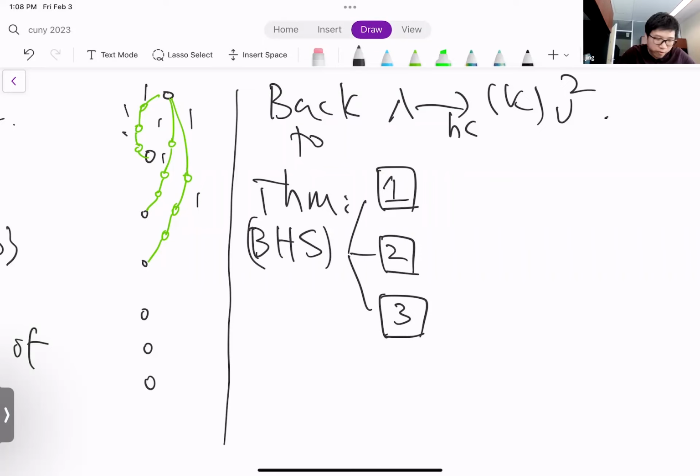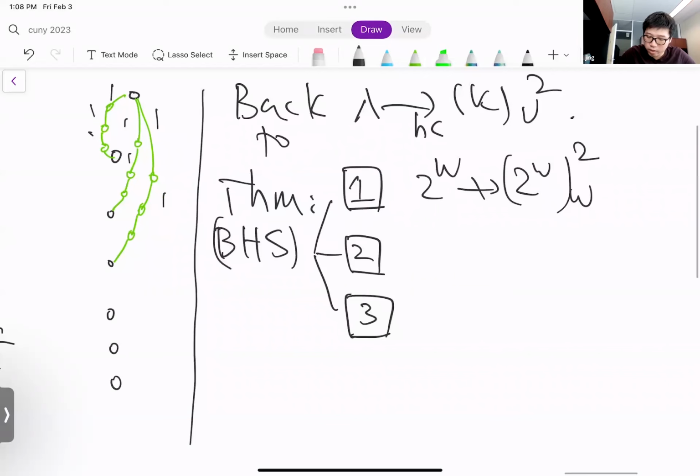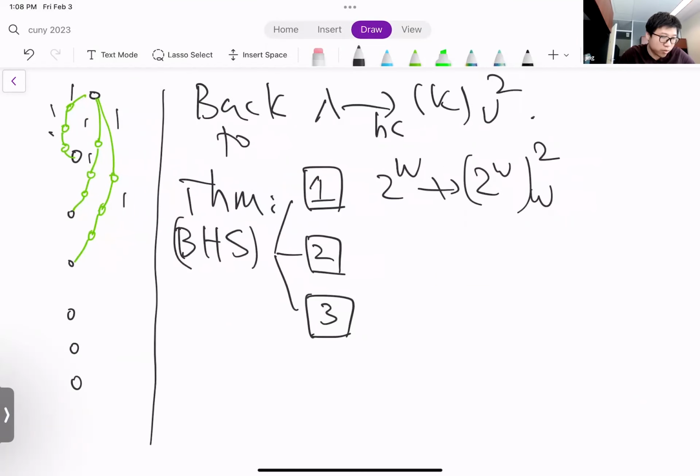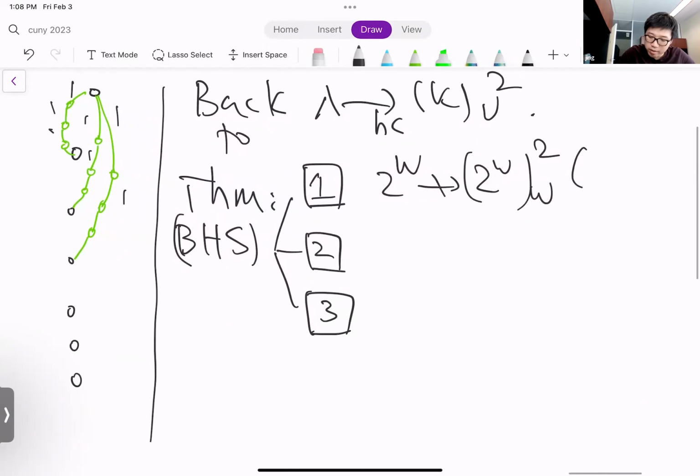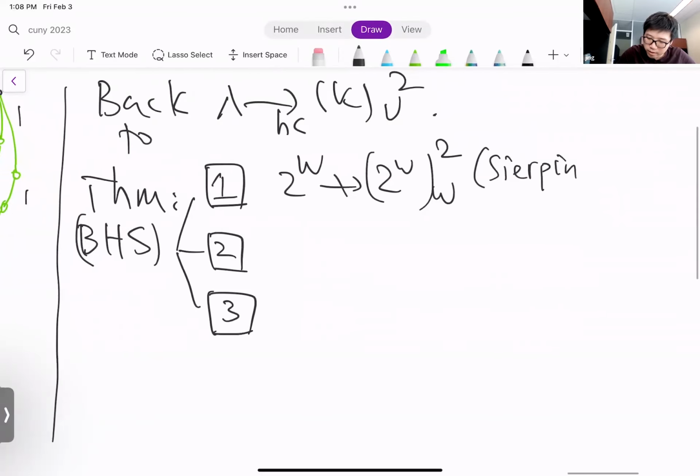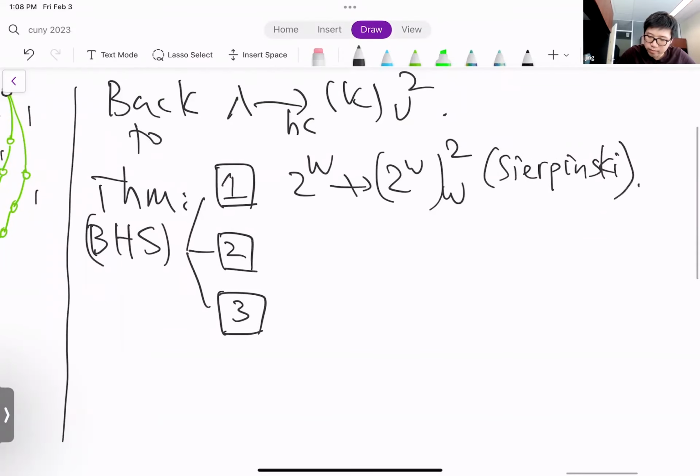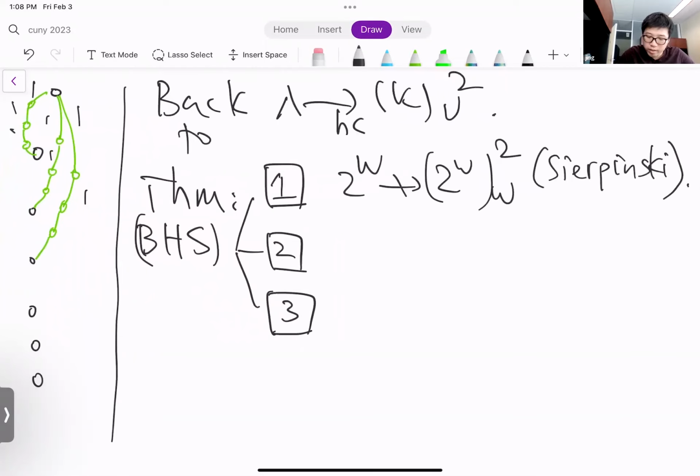And so the first observation is that 2 to the omega doesn't arrow 2 to the omega 2. And this is just, you can also say that this is due to Sierpinski. I mean, the Sierpinski coloring would work. So we are thinking about coloring with omega many colors here.